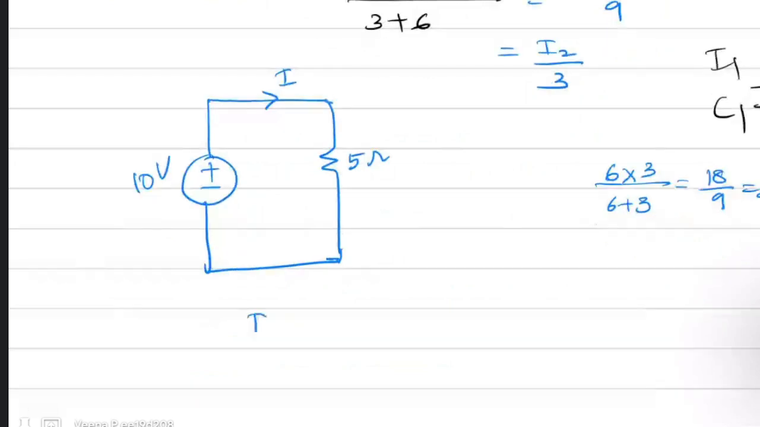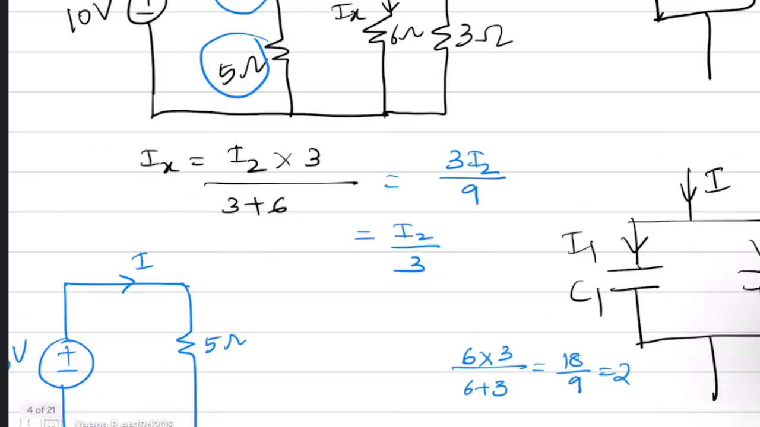Now you can solve for I, which is voltage by resistor. So this is 2 ampere. So voltage is in volts and resistance is in ohms. So it is 2 ampere. So now I got I.